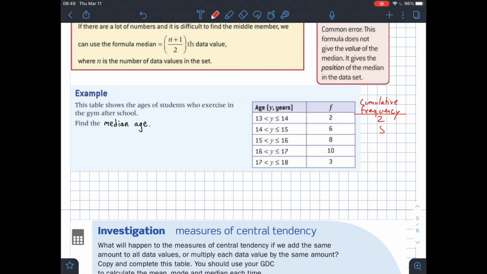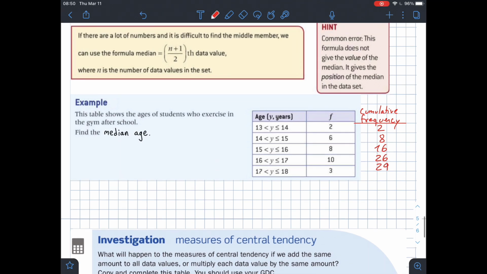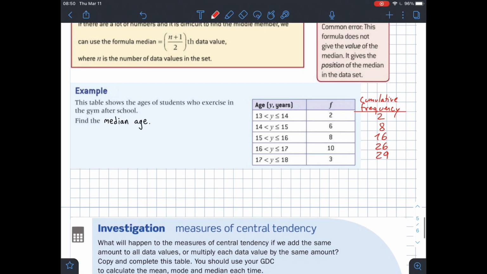So this is 2, this would be 8, then this would be 16, then 26, and finally 29. I don't know if I made a mistake here. 2, 8, 16, 16 plus 10, 26, and 29. I think it's fine. Okay, so that means that we have 29 pieces of information in our data set, right?